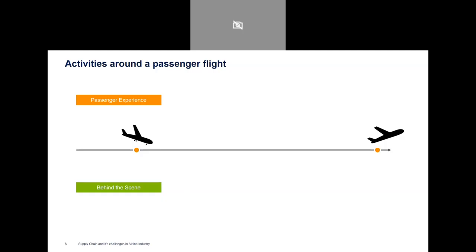So, two perspectives again: passenger experience and behind the scenes. Imagine yourself as a passenger. If you are going to an airport, the first thing you do is check in. If you are a passenger traveling on the flight that is landing, then you exit the aircraft. In the other case, as a passenger, in some time you get boarded onto the plane and then it takes off. This is what you experience as a passenger.